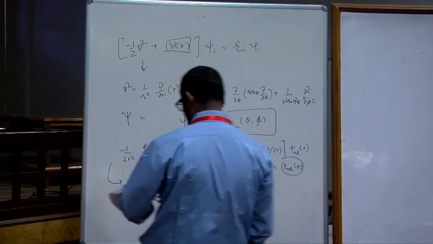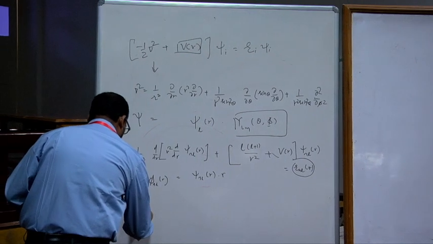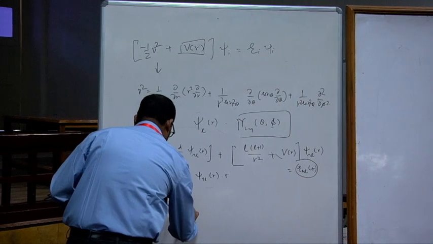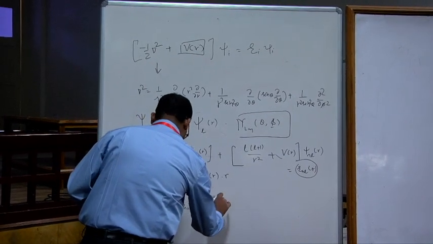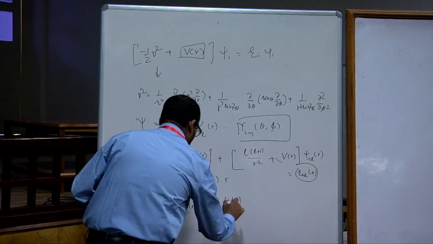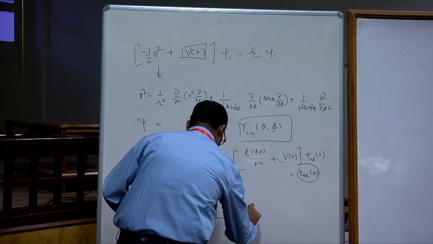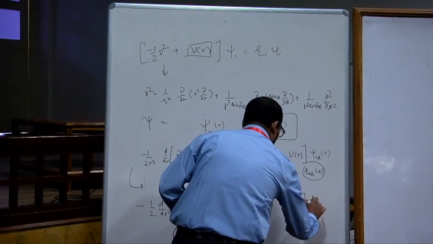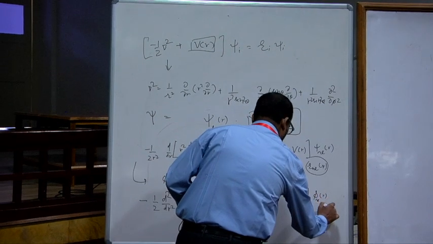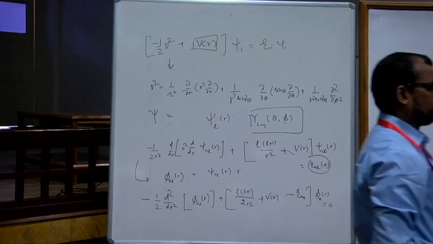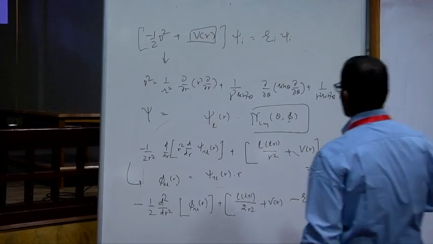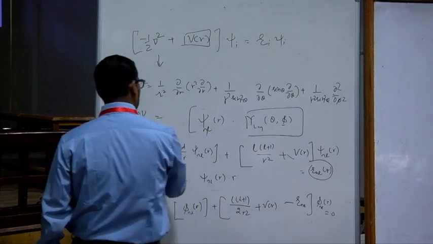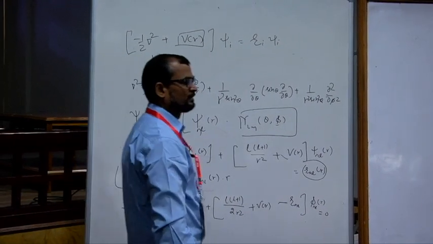Okay? So if you do that, you get a new equation which is very familiar to you: phi nl(r) plus L(L+1) over 2r squared plus the potential, minus E nl phi nl(r). Now your net wave function, basically you can write out this component, or rather write say m.